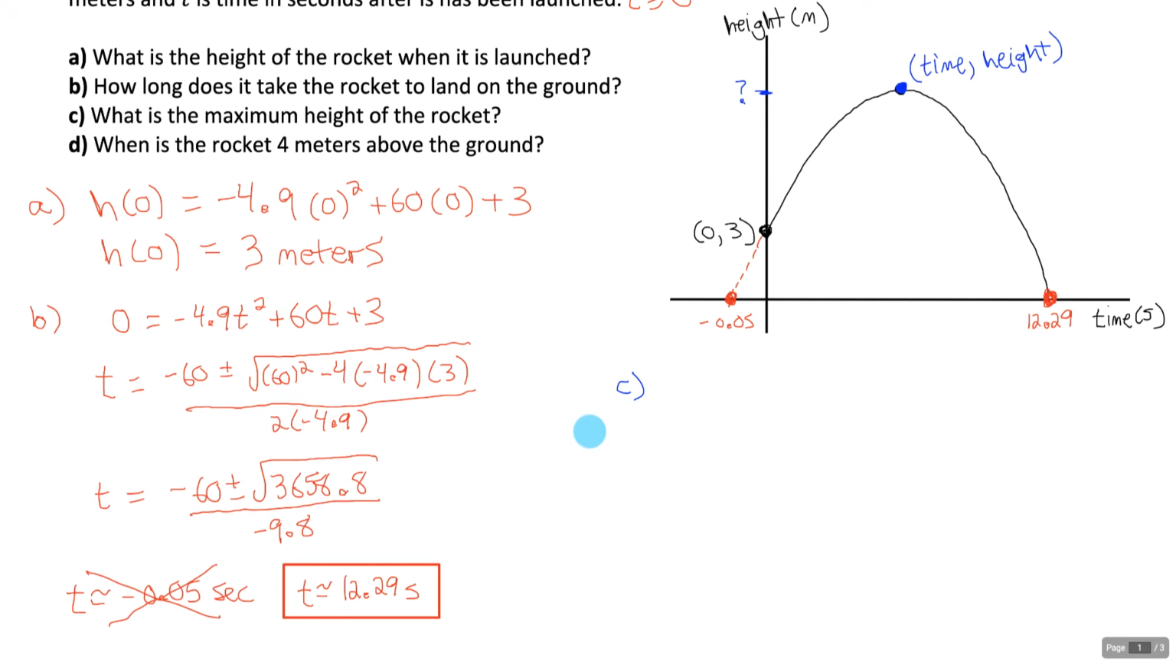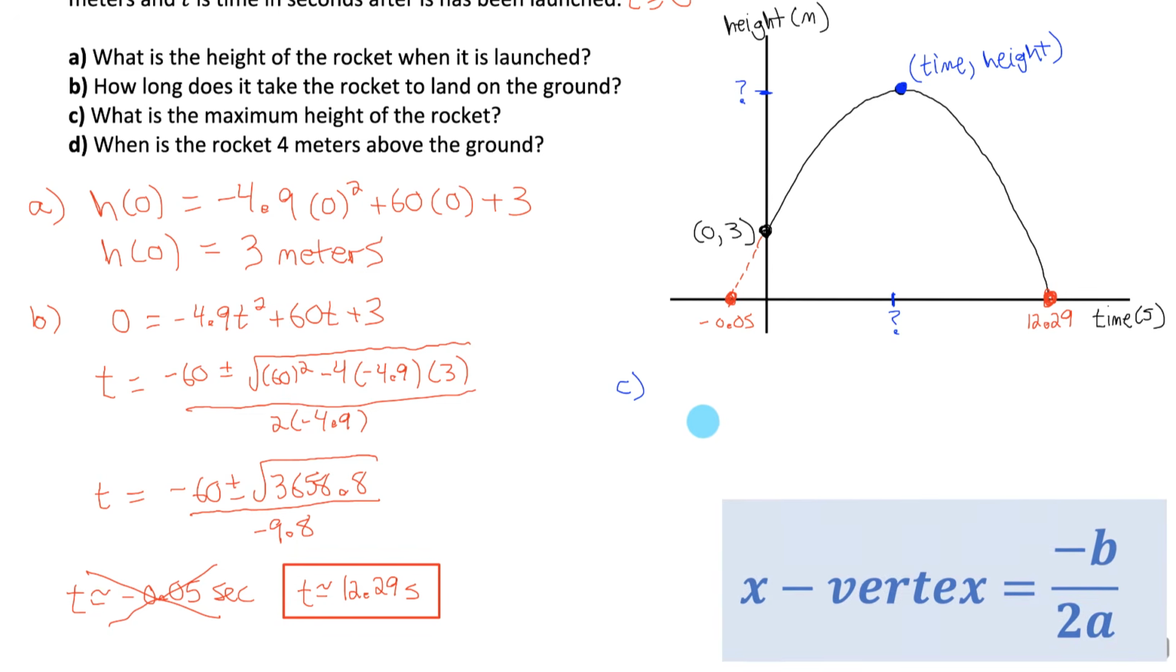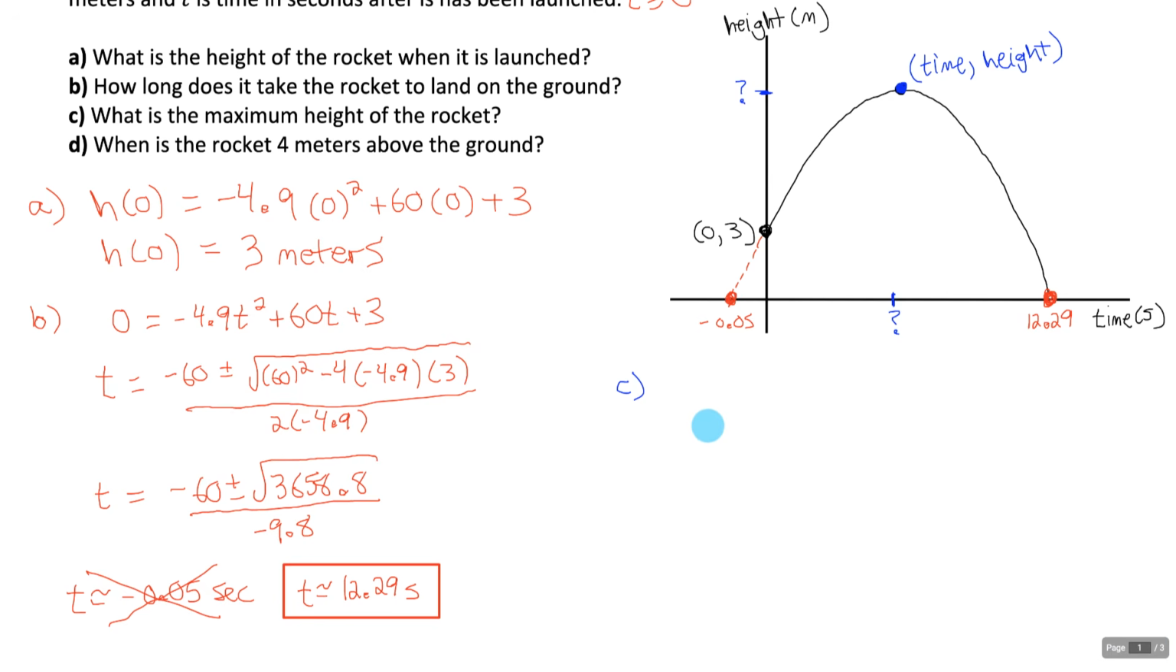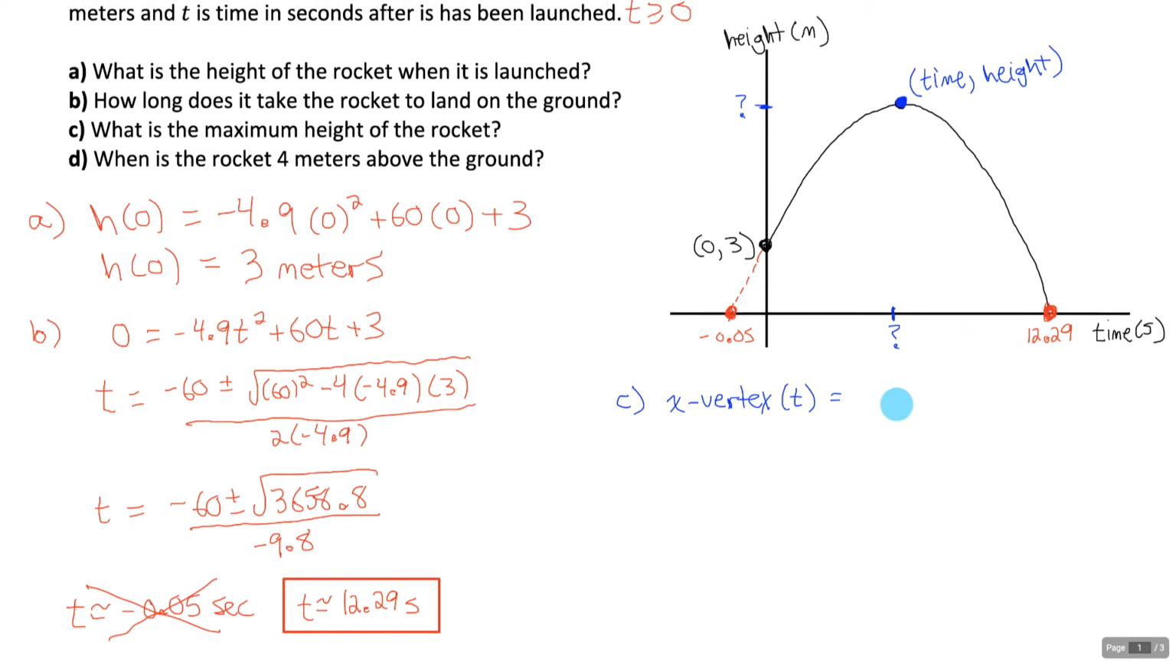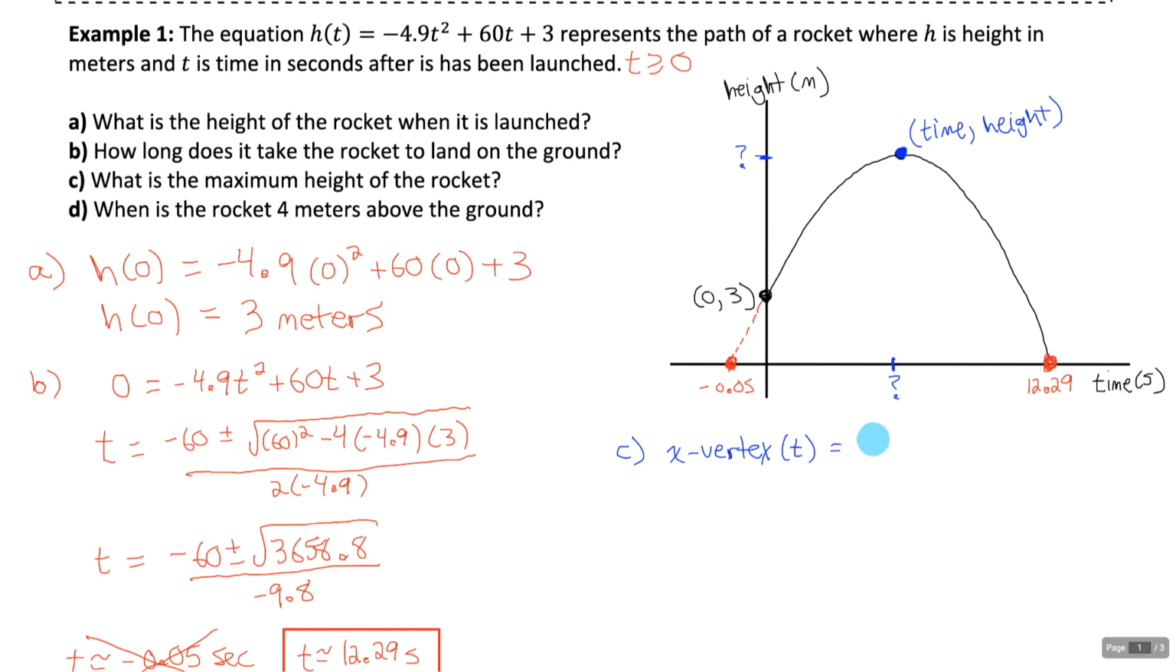There are many ways we can find the y coordinate of a vertex. We could convert the standard form equation into vertex form by completing the square, but I think it would be more efficient if we solve for the x coordinate of the vertex, which in this question is time, by using the formula negative b over 2a, substituting that answer into the original equation for our time, and solving for height. So the x coordinate of the vertex, which in this question is time, the formula is negative b over 2a. If I look at the original equation, that would tell me to do negative 60 over 2 times negative 4.9. And if I evaluate that, I get 6.12.